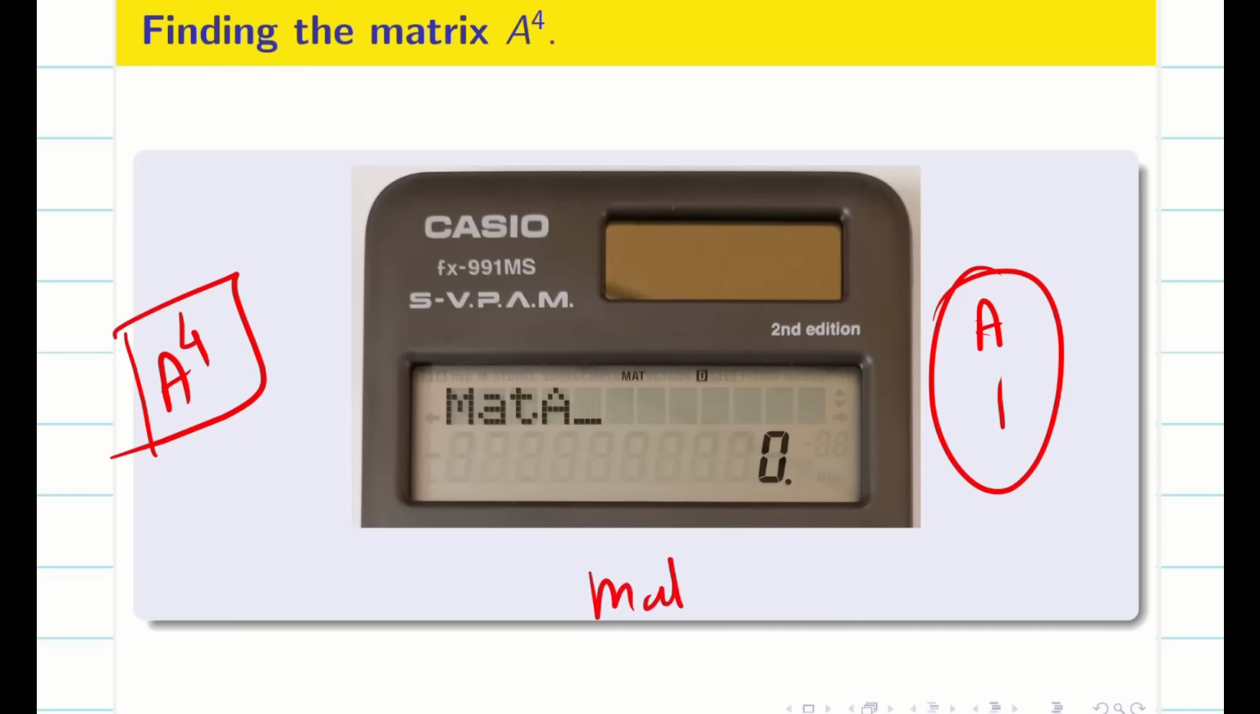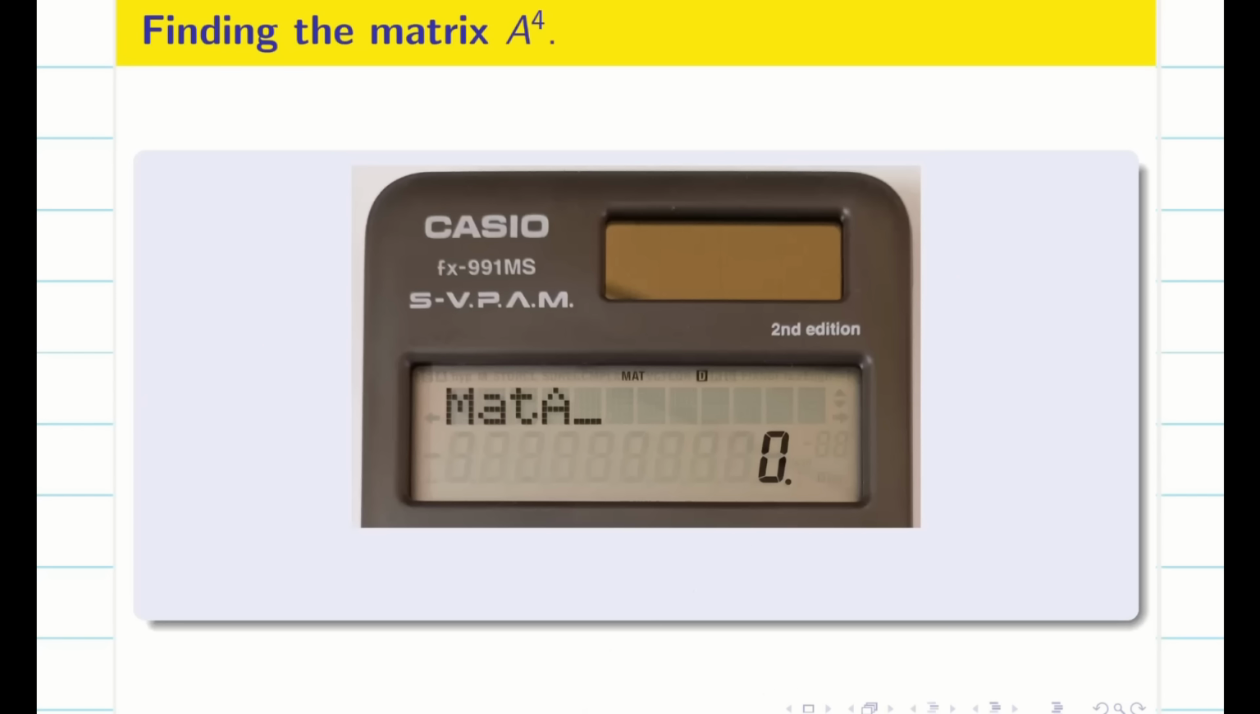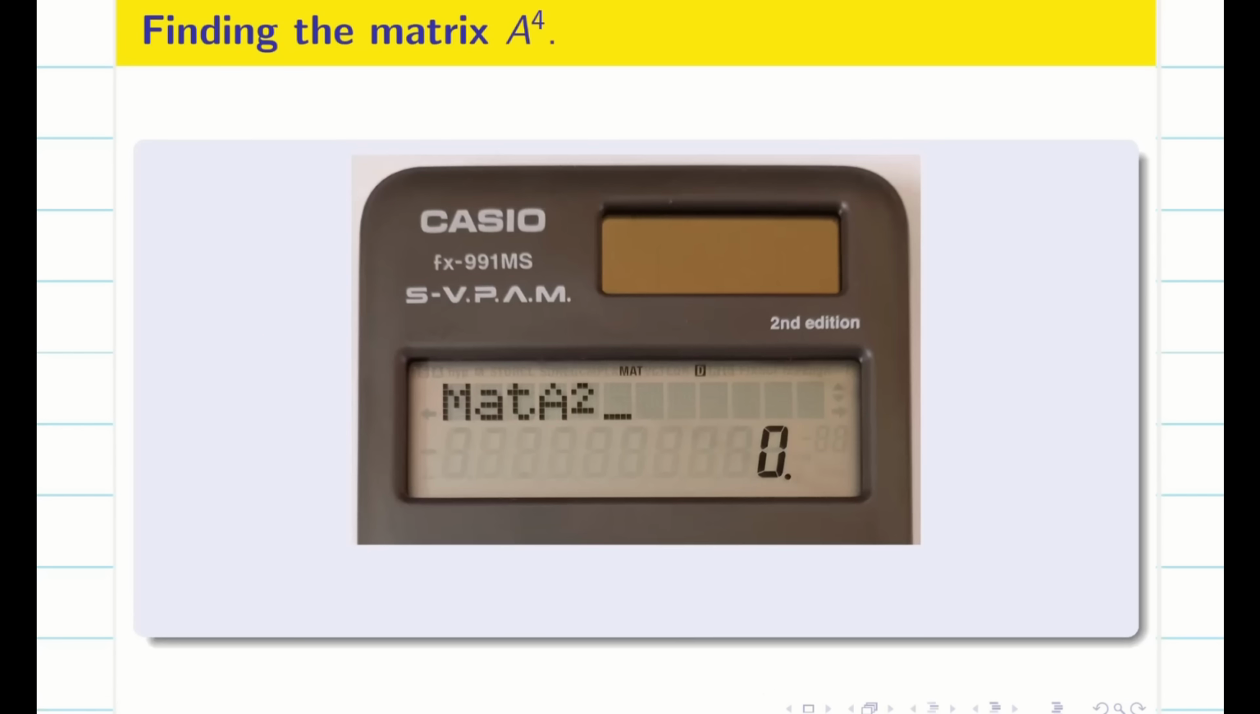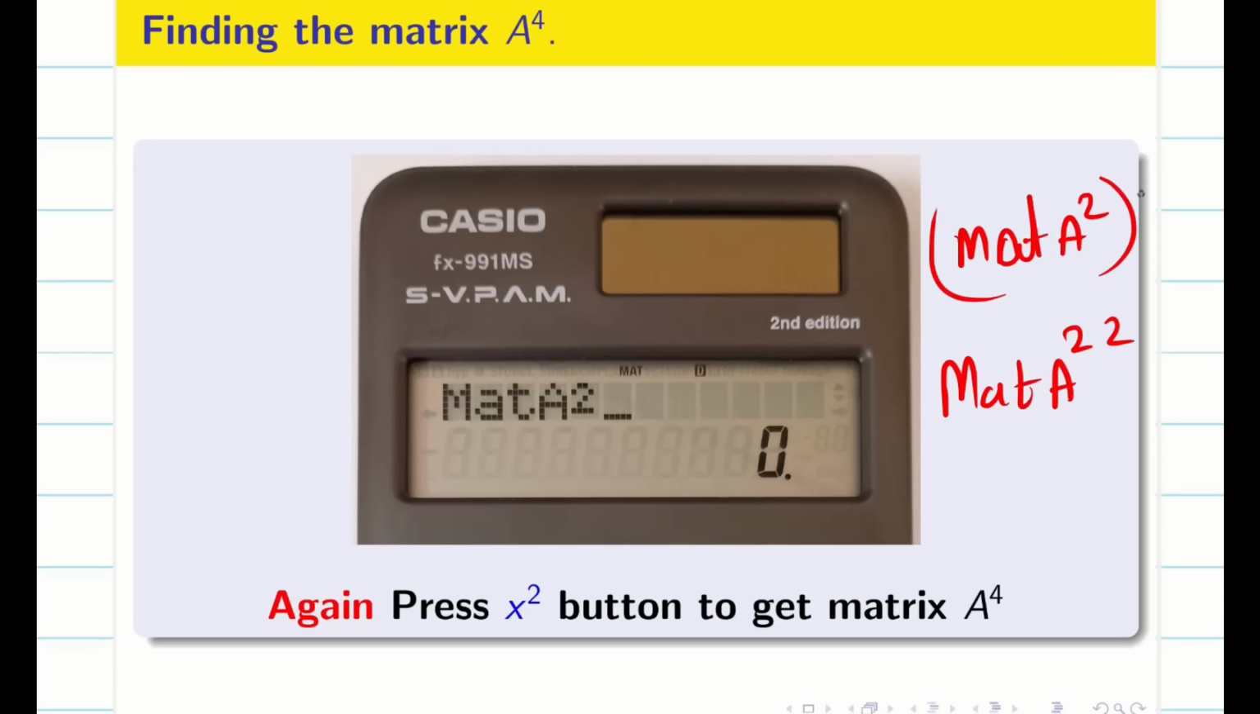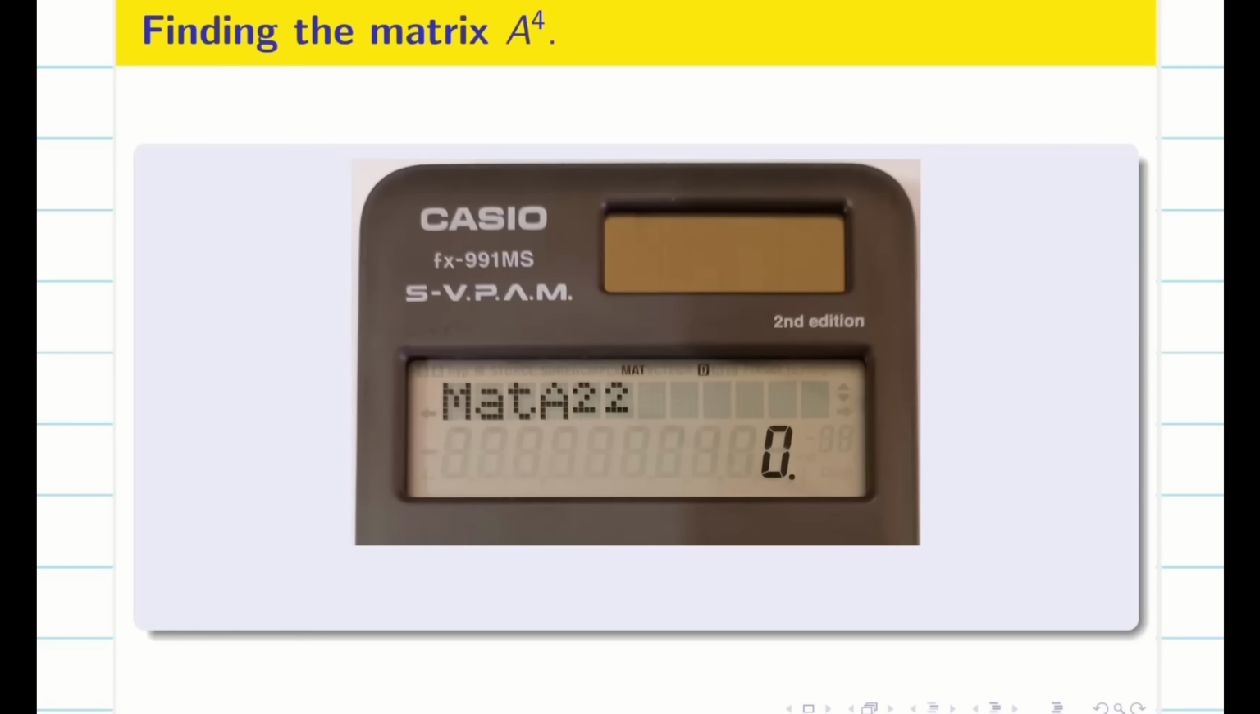There are two options you can do. Mat A square into mat A square, that you can do. Or the simplest way is to first press the X square button. You will get mat A square. Then again press the X square button. You will get mat A power 4. The concept is very simple. If you press square on mat A square, the calculator knows that it is mat A square and it has to square it. So mat A square into mat A square will give you mat A power 4. You can see the display like this when you press X square twice.